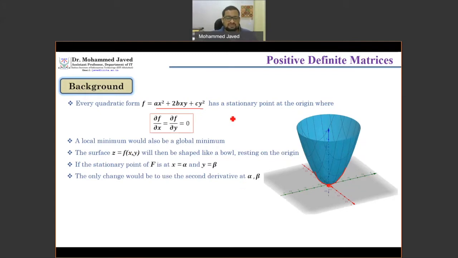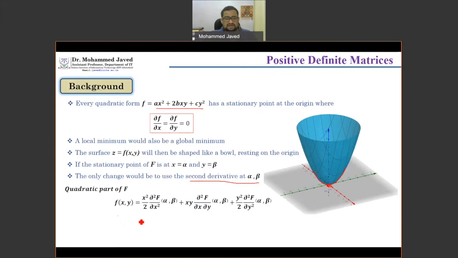So we have used the second derivative at 0 comma 0 in the previous slide. Now in such a case where the stationary point is above or below the origin, you need to use the second derivative at alpha comma beta, and the quadratic form will be represented like this. Here I have just rearranged it. You can see that this is the same thing.